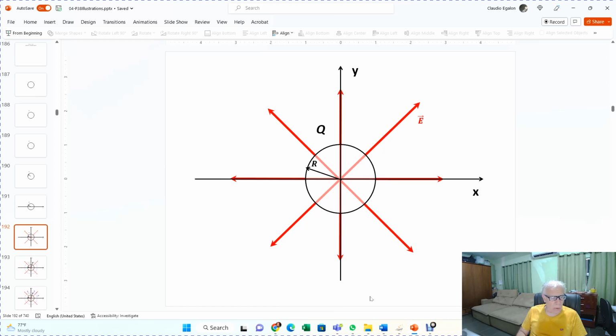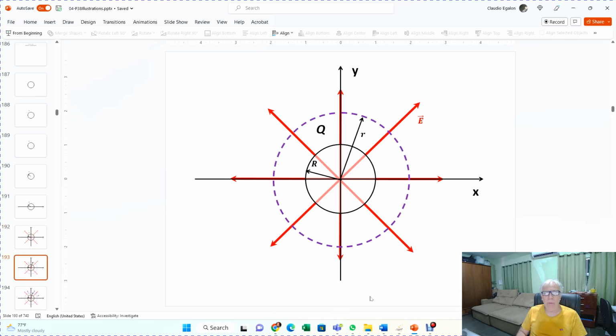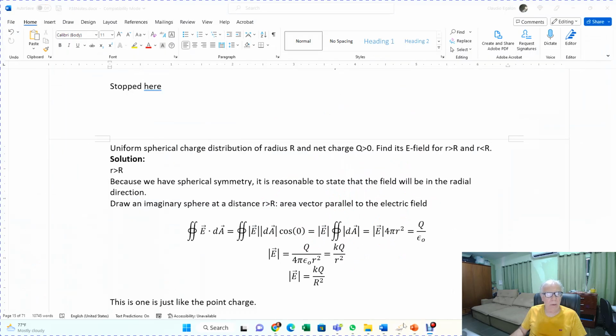If we do the solution for an imaginary Gaussian sphere of radius r that's outside the net charge, we get exactly what we saw for the spherical shell and the point charge. Okay, so here you go. For little r greater than big R, we have exactly what we had before. The electric field is going to be parallel to the area vector, and consequently we get rid of the dot product.